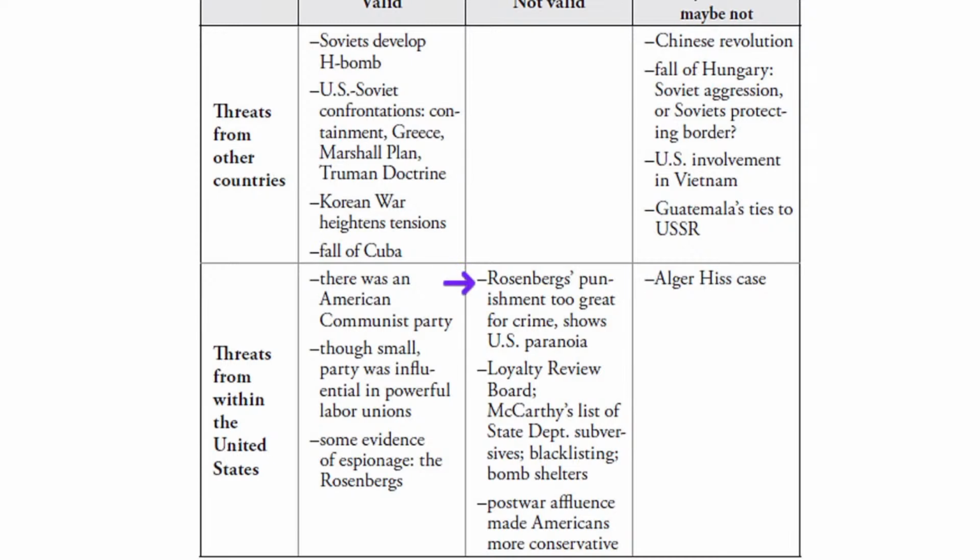Things that may show that the threats from within the United States were not valid is that some people would say there was an overreaction to the Rosenbergs, showing that we were being a little paranoid. You had examples like Joseph McCarthy, who was seen as having overshot in his idea that there were communists infiltrating the government. You had things like blacklisting of people who were thought to be communists. And in general, in the 1950s, everyone was kind of on edge and maybe a little overly paranoid in hindsight.